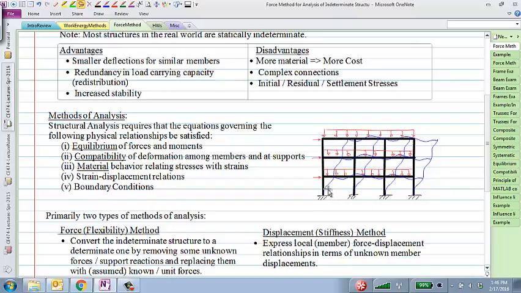This is a frame, a three-bay, three-story frame. I'm applying gravity loads and some lateral loads. Is this frame determinate or indeterminate? Indeterminate, highly indeterminate. But to what degree of indeterminacy is this frame? Any ideas? How can we determine the degree of indeterminacy of this frame?